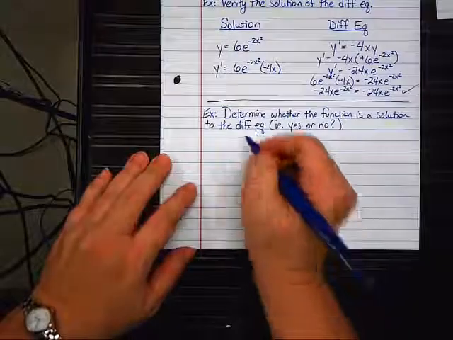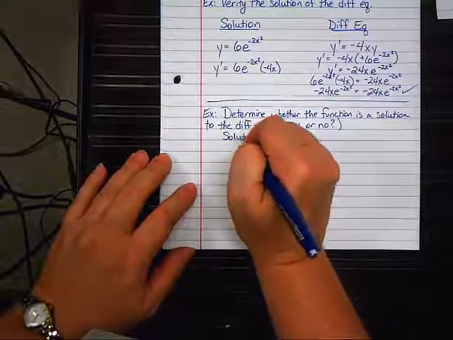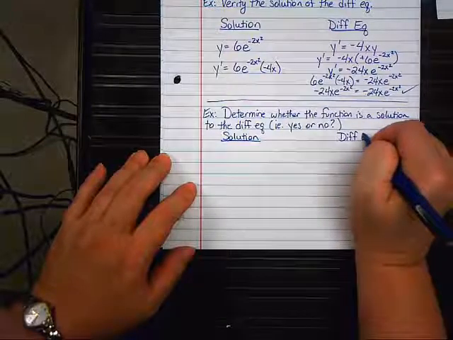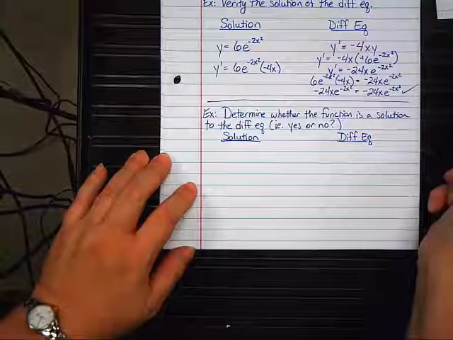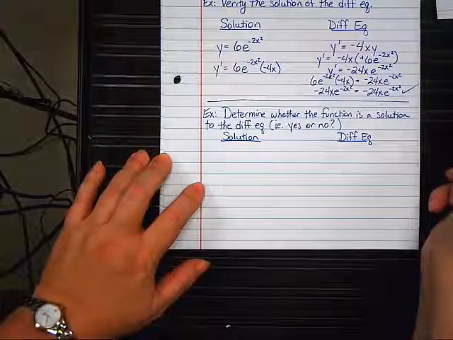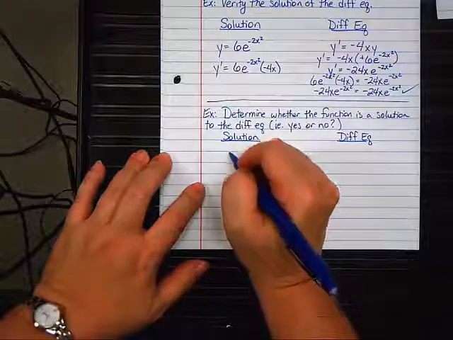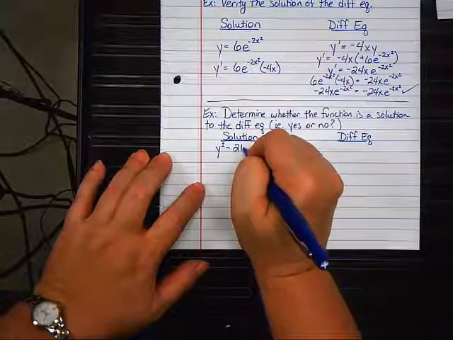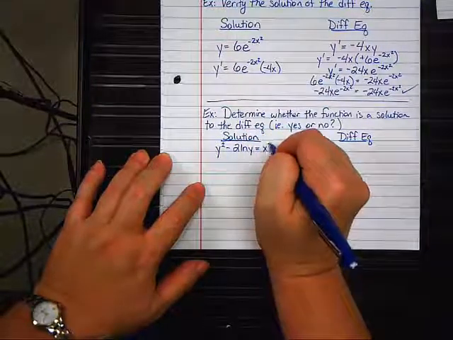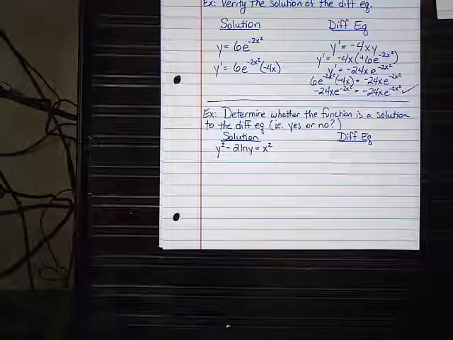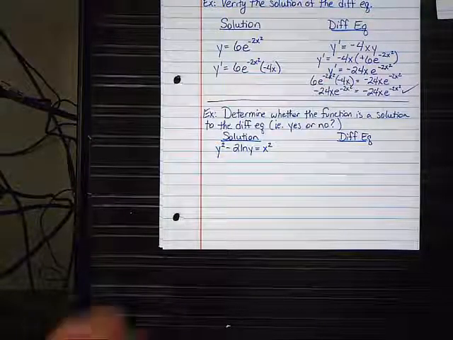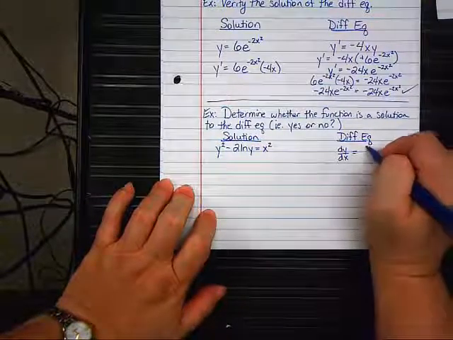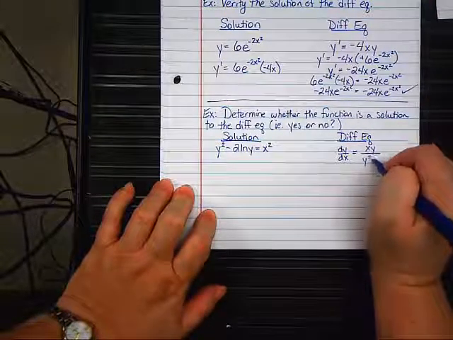Okay? These equations, we're going to set up the same way. We're going to put solution here, diffie-q over here. All right, the solution we're going to do first. y squared minus 2 ln of y equals x squared. The differential equation we're going to write this way. dy dx equals xy over y squared minus 1.